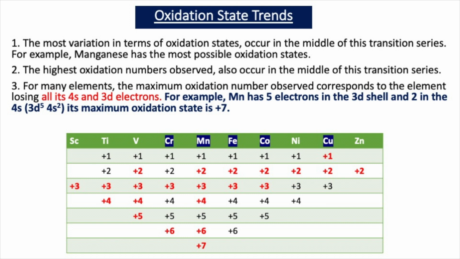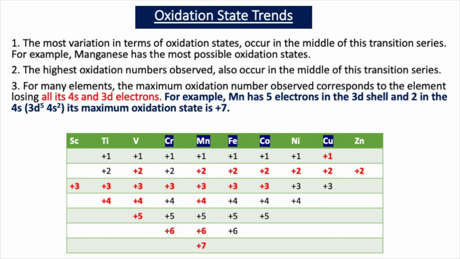Now another example is chromium. Chromium's electron arrangement ends in 3d5, 4s1. It therefore has 6 electrons in the 4s and 3d orbitals. Now chromium's maximum oxidation number is +6, and this corresponds to all chromium's 4s and 3d electrons being used in bonding. In other words, all 4s and 3d electrons in chromium are lost when it bonds to other elements.